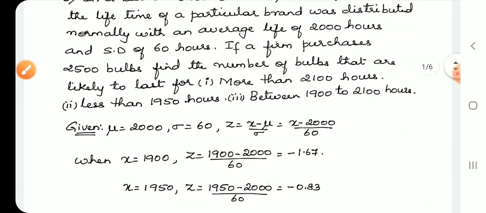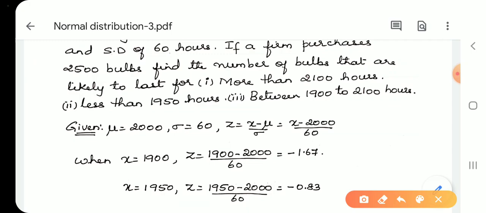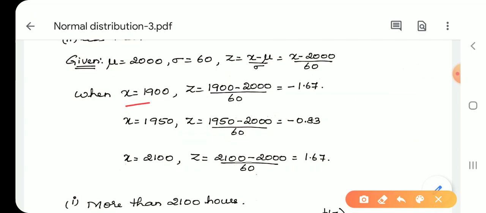That means x values are given. For these x's we have to find corresponding values of z. That can be done using the standard normal variate, that is, x minus mu by sigma, x minus 2000 by 60. So let us find z for different values of x. When x is 1900, the value of z is minus 1.67. When x is 1950, z is minus 0.83. Similarly, when x is 2100, the value of z is plus 1.67.